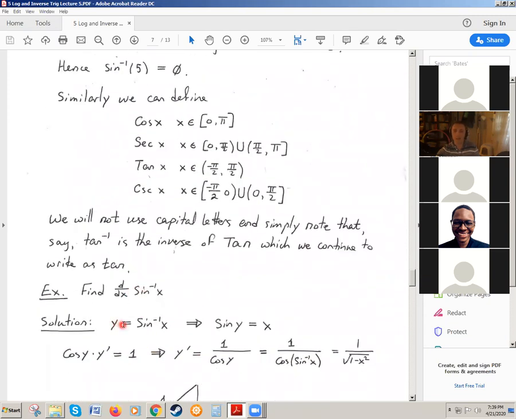So I set y equals sine inverse x. Yeah, y equals sine inverse x. And that implies that if I apply sine to both sides, then I get sine of y equal to x.